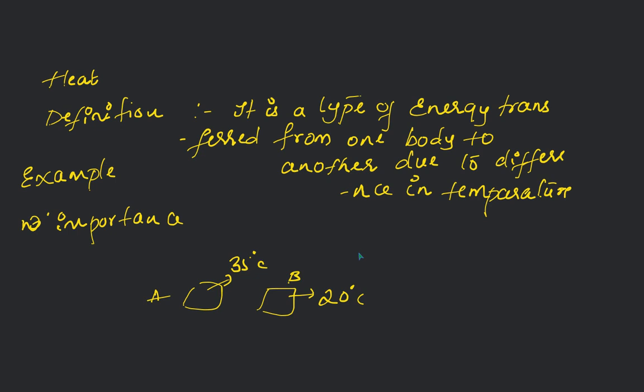Which has the lower temperature here? Body B has the lower body temperature, right? So the heat transfers from the higher body temperature to the lower body temperature, from A to B. This is how heat is transferred from difference in temperature. Vice versa, even if this body is lower temperature and this is higher temperature, then also it can transfer. So heat will be transferred from one body to another when there is difference in temperature.